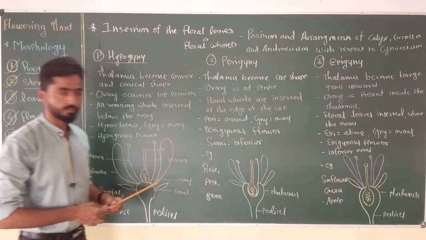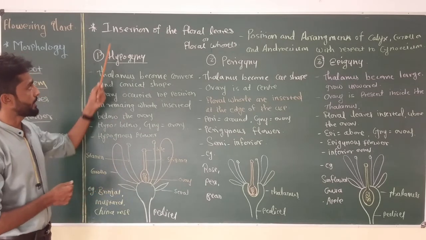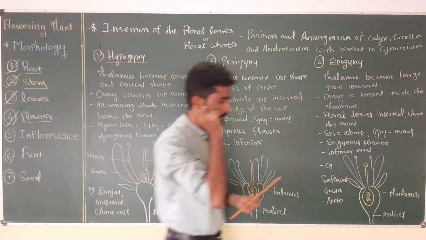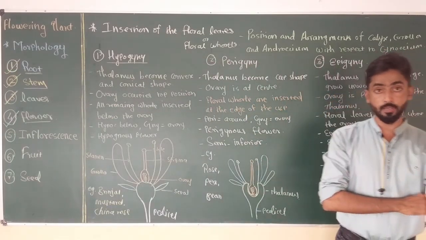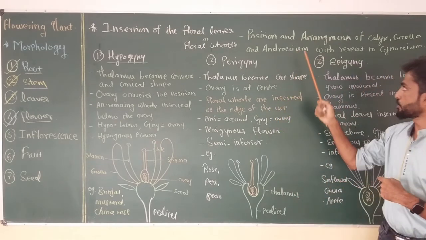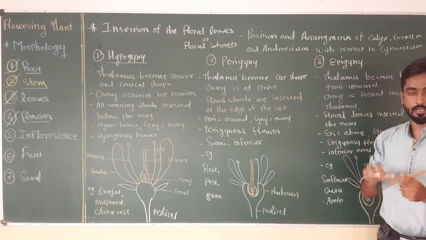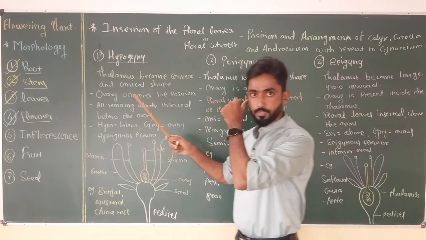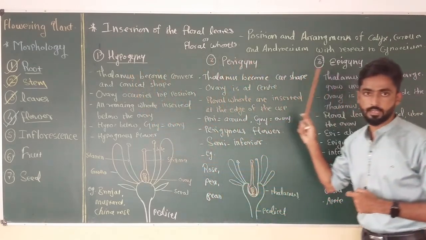So in this way we study three different type of insertion of the floral leaves which is present in the angiospermic flower. On the basis of arrangement and position of all other leaves with respect to the position of the gynoecium, we can classify the flowers. Okay, so there are three different type of insertion: hypogyny, perigyny and epigyny.